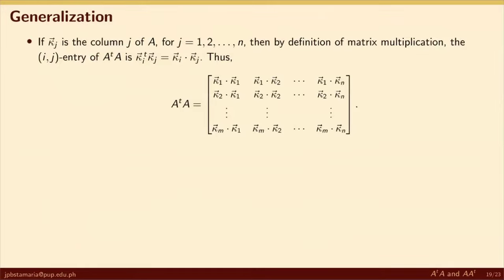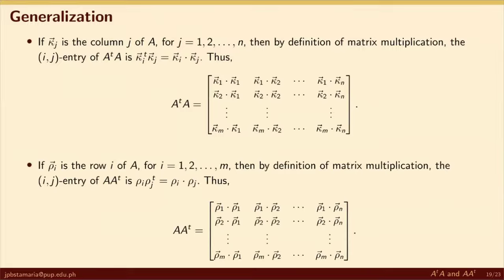If we denote by kappa j the column j of A, j from 1 to n, so column 1 is kappa 1, column 2 is kappa 2, and so on, then the matrix multiplication definition tells us that the ij entry of the product A transpose A is basically the dot product of column i and column j. So this is how it will look in general. And this is also the reason why the matrix has to be symmetric, because dot products are symmetric, right?